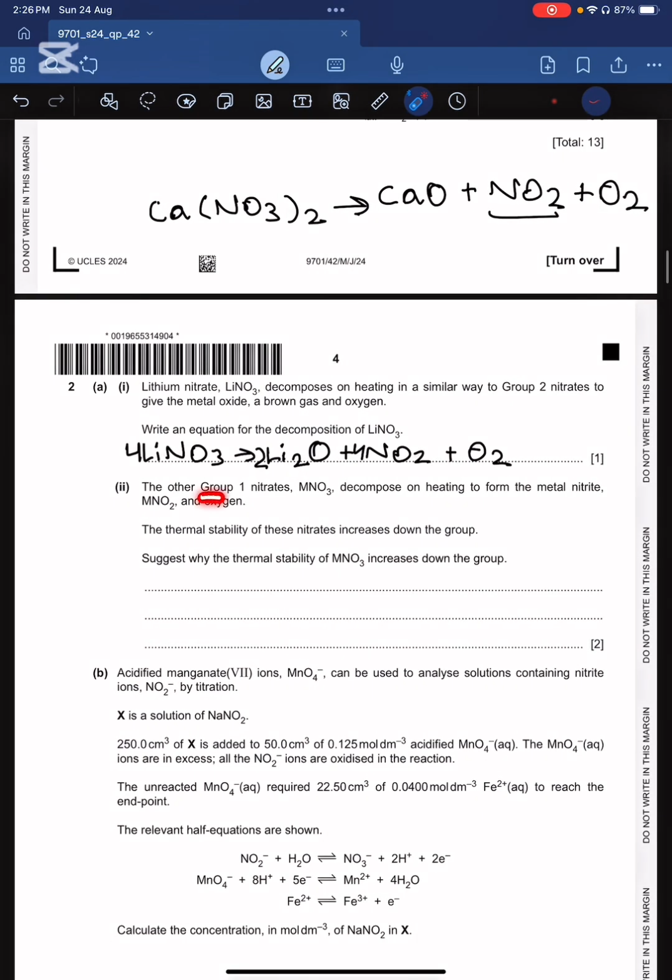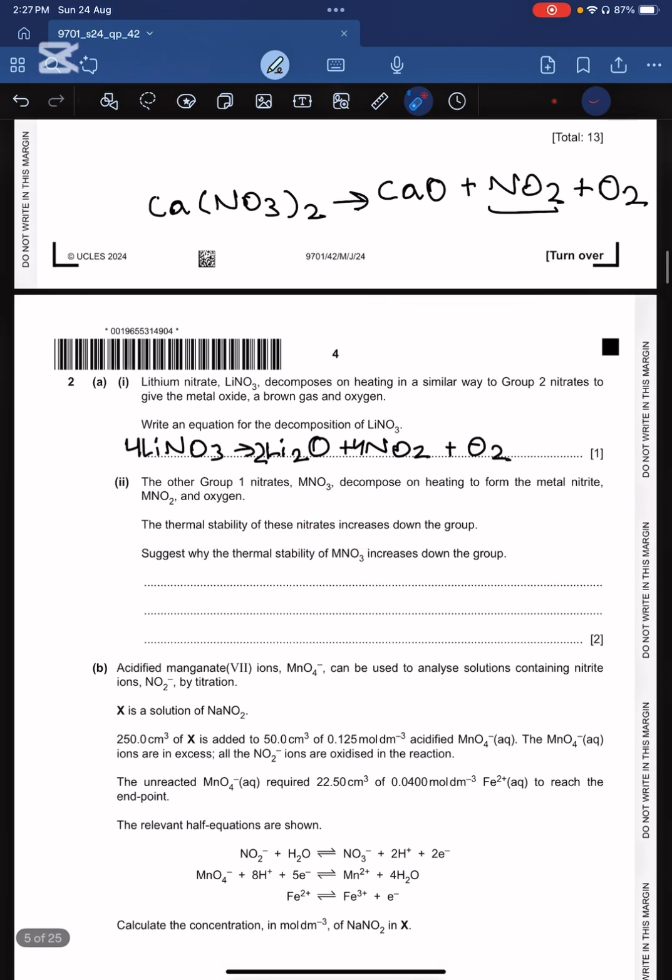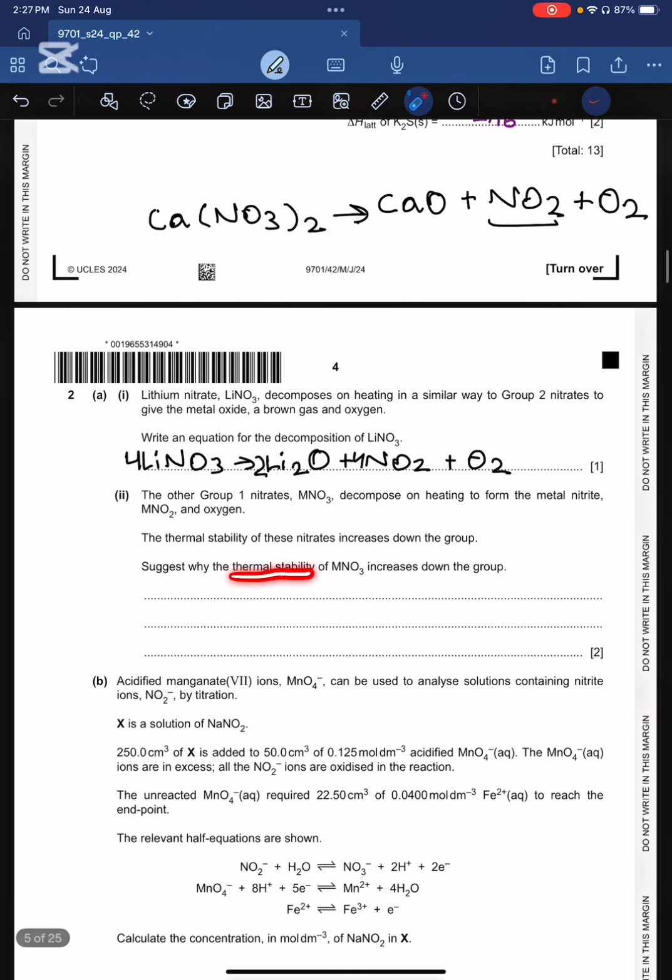Now, the other group 1 nitrates, metal nitrate, M stands for metal, decompose on heating to form the metal nitrite, which is MNO2, and oxygen. And the thermal stability of the nitrates increases down the group. Now, this is not the question. The question is why the thermal stability of metal nitrate increases down the group.